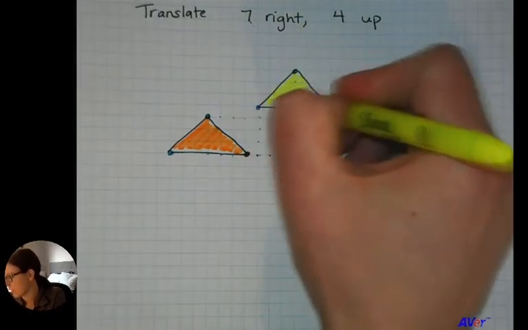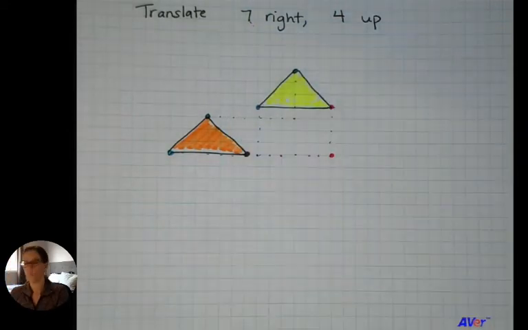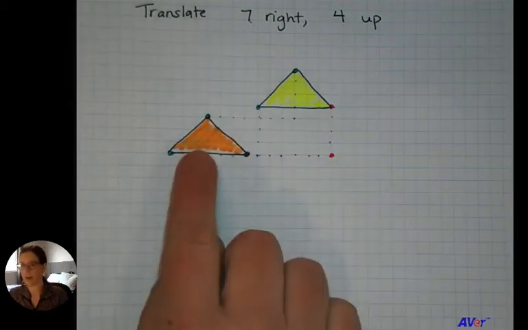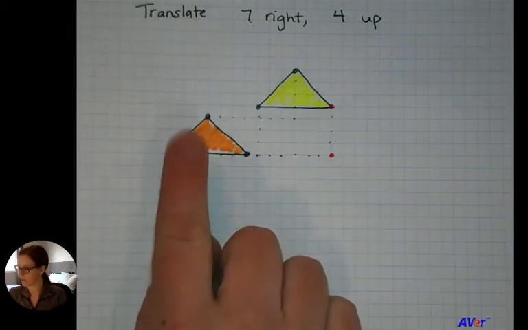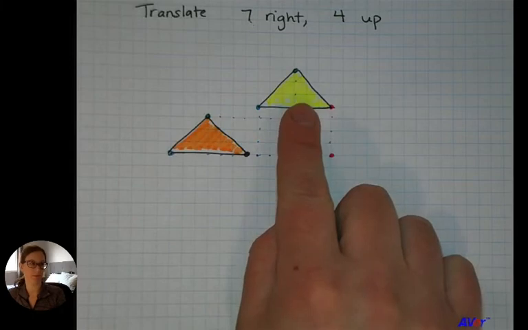Because when we're translating it, we're not turning it, we're not growing it, we're not shrinking it, we're not flipping it, we're just sliding it from one to another. So if I had that triangle, I'd be able to slide it from that one up to this one.